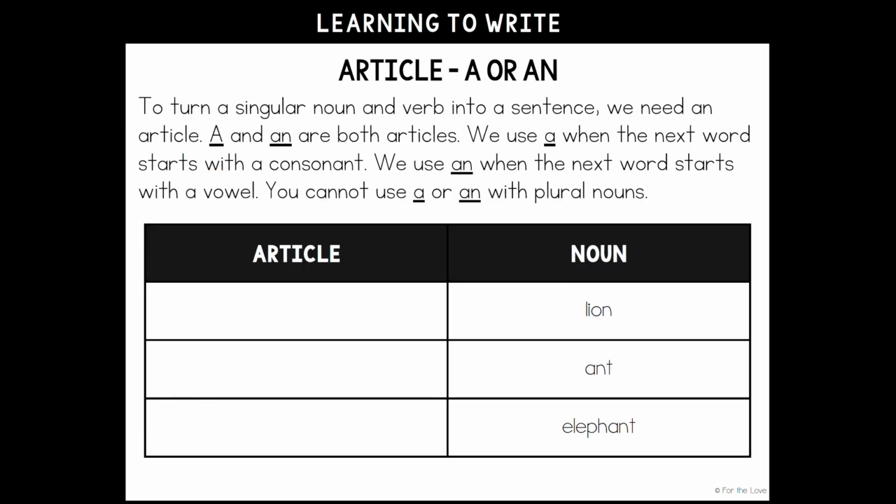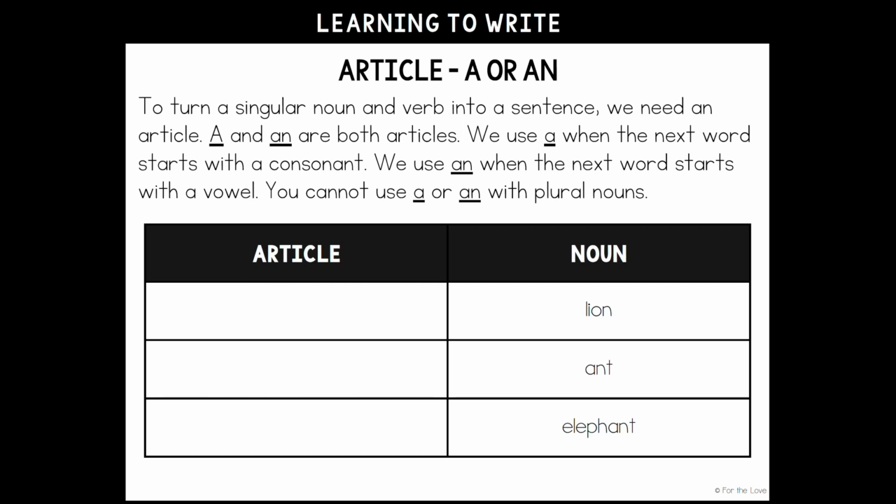A and an are the other two articles. They cannot be used with plural nouns. They can only be used with singular nouns, and they can only be used in specific cases. A can only be used when the next word starts with a consonant, and an can only be used when the next word starts with a vowel.